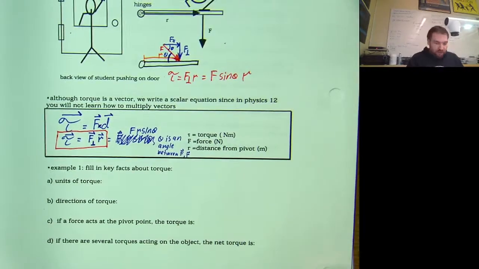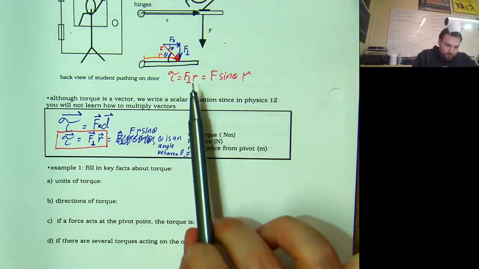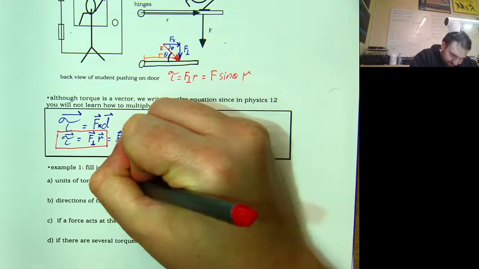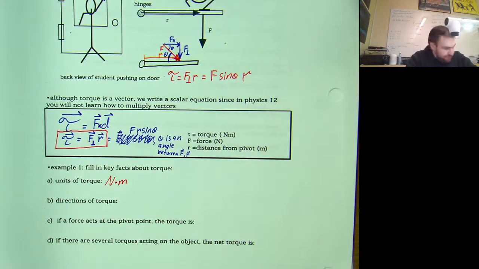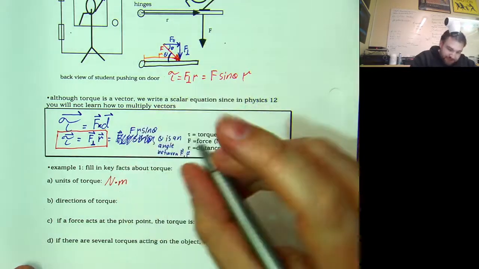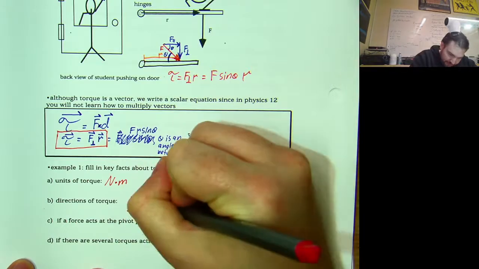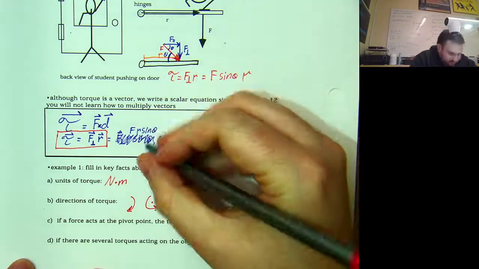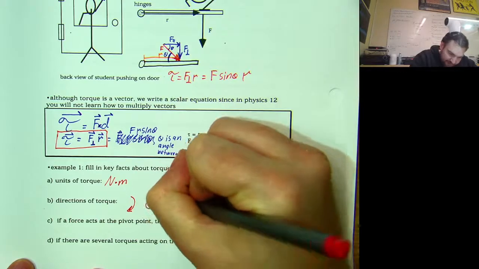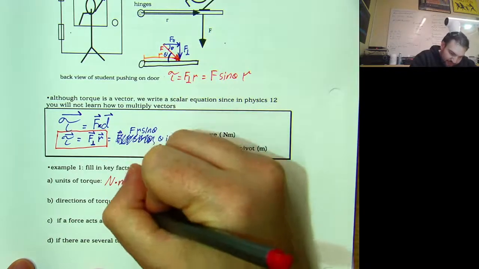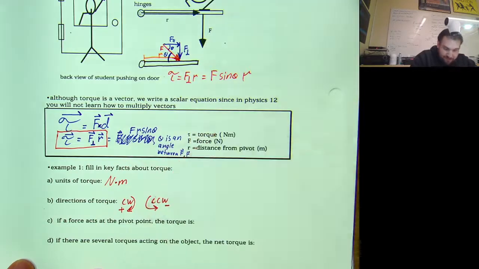Units of torque. Torque is a force times a distance. So that's going to be a Newton times a meter. So torque is measured in Newton meters. If torque is a rotation, then the two directions for a rotation are either this way or this way around some point. So this is going to be counterclockwise, and this guy here is going to be clockwise. Typically, we assume a clockwise rotation to be positive and a counterclockwise rotation to be negative.